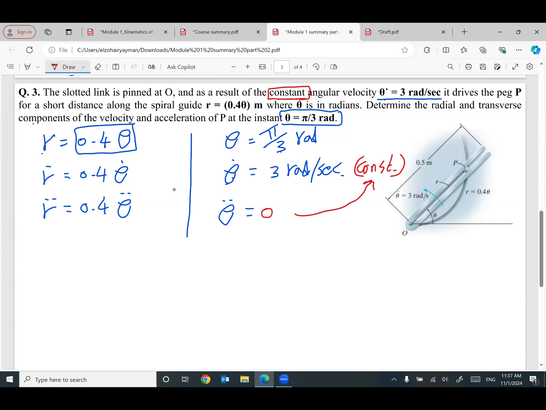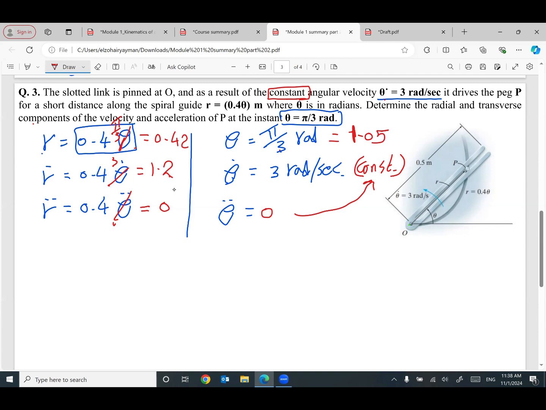Does that make sense? So if you put here theta equal pi divided by 3, the value of R will equal 0.42. Just remove theta and put pi divided by 3. Remove theta dot and put 3, so this value will be 1.2. Remove theta double dot and put 0, so this value will be 0. Now I have everything I need. Theta, by the way, is pi divided by 3, equal 1.05.